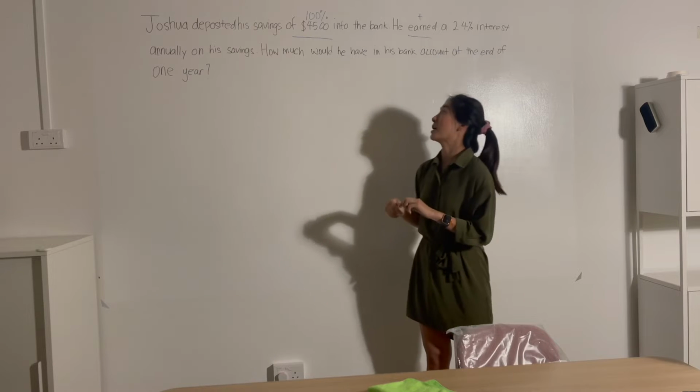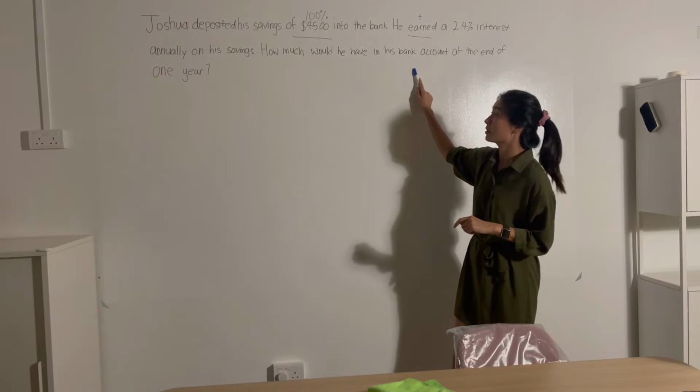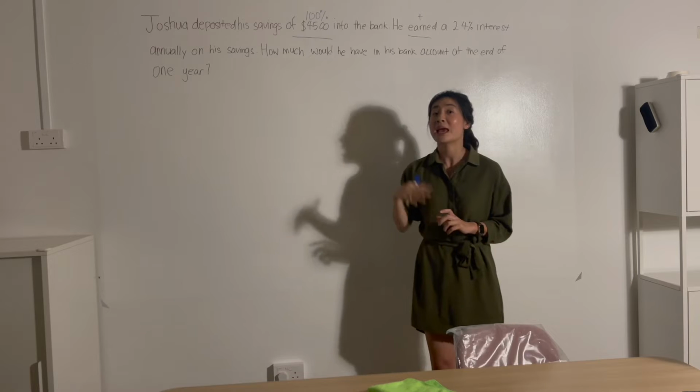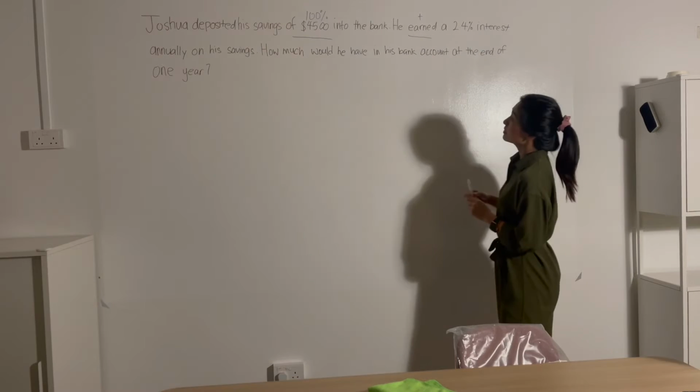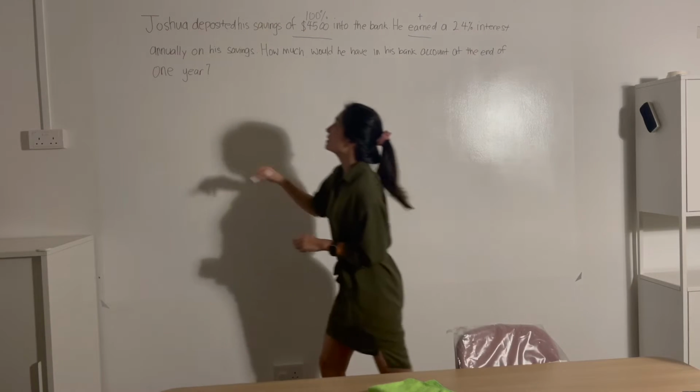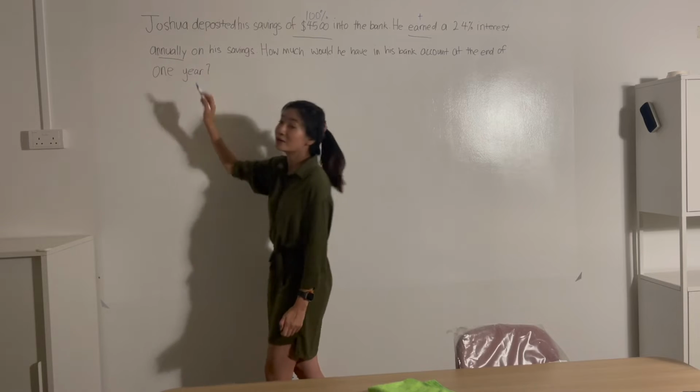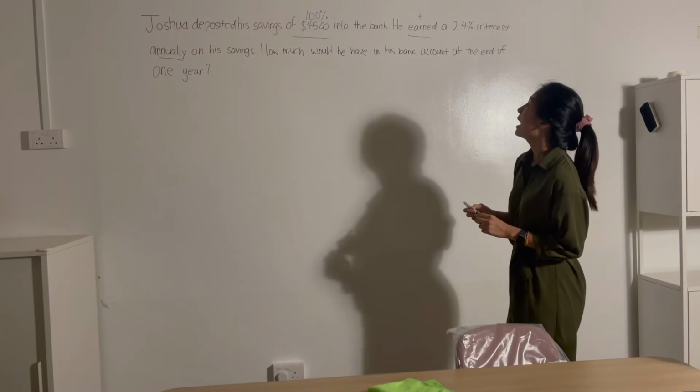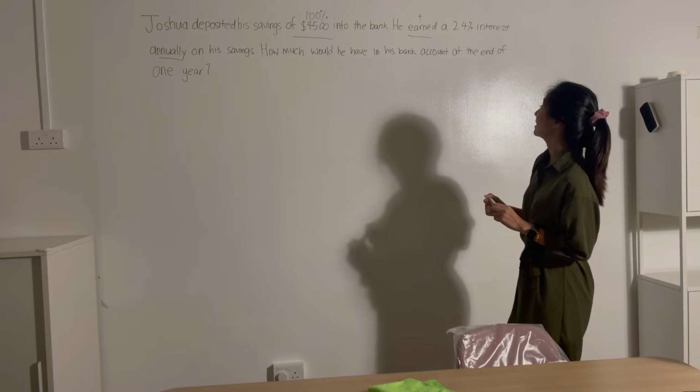So later on, when you are finding the final percentage for what the question is asking, you should be adding the percentage. Another thing is you should know the meaning of annually. Annually just means per year. How much will he have in his bank at the end of 1 year?